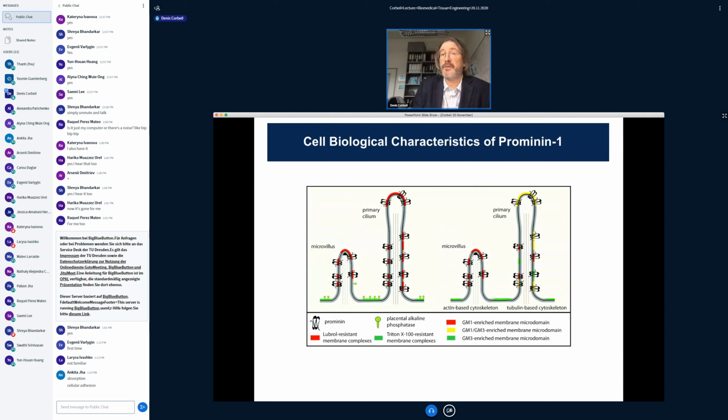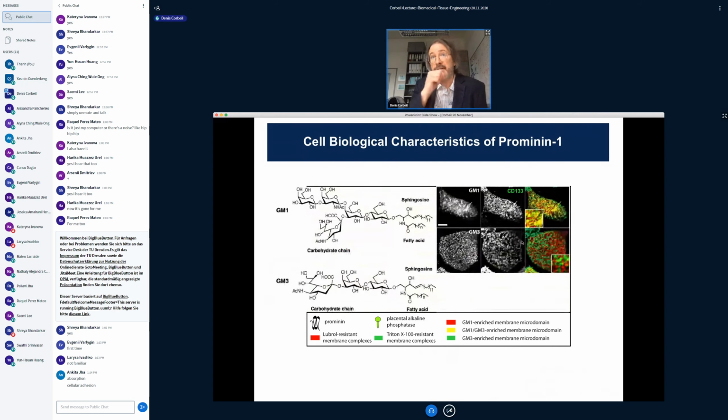In the primary cilium, the situation was more complex because we can find both gangliosides, GM1 and GM3. And I will show you here an example of staining. You have prominin-1 here, and you can see a very good colocalization on the surface of the epithelial cell with GM1, which is not the case when you label with CD133 and the ganglioside GM3. As you can see here, they are separated.